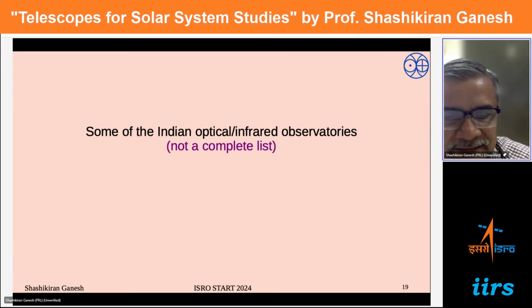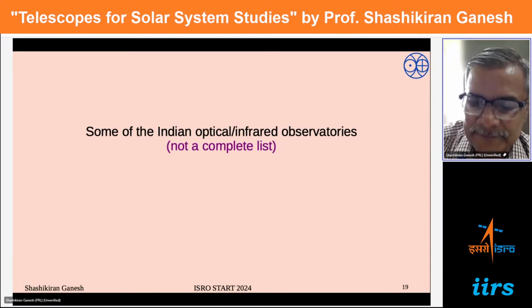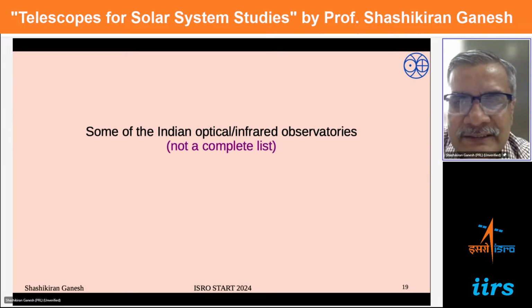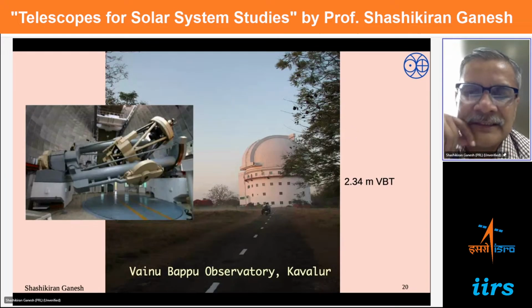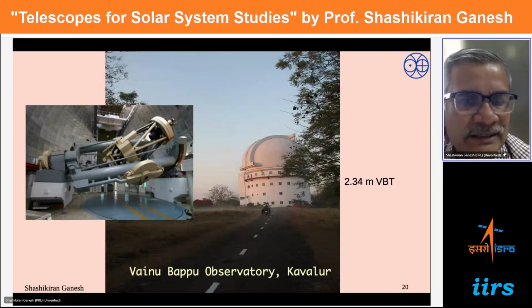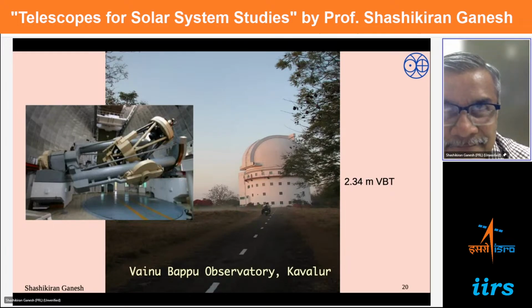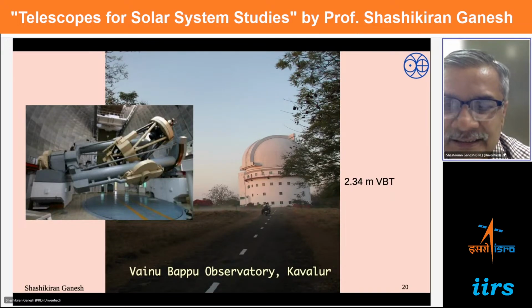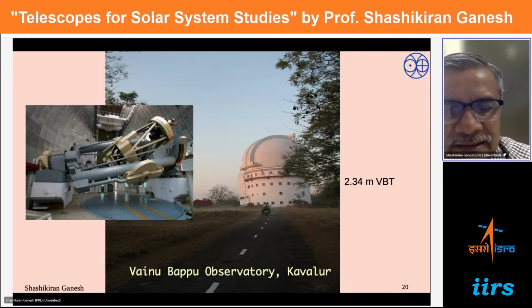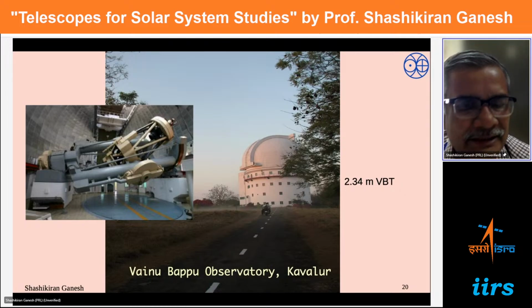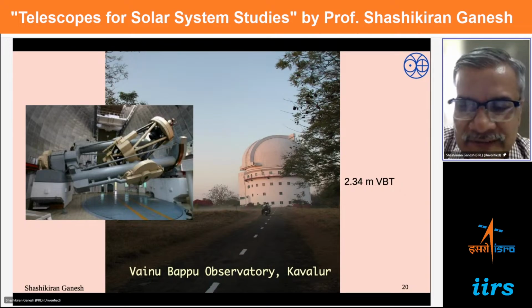Now let us look at some of the Indian optical and infrared observatories. It's not a complete listing by any means. I just picked and chose some examples just as a flavor of what is going on in the country. And let me start with what used to be the largest telescope built in India. And I guess built in India, it's still the largest. It's the 2.34 meter VBT Vainu telescope in Kavalur, which is not far from Bangalore, and it's operated by the Indian Institute of Astrophysics.